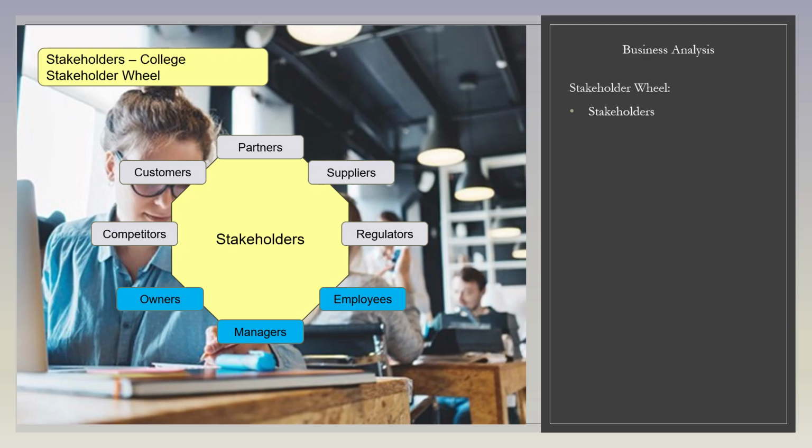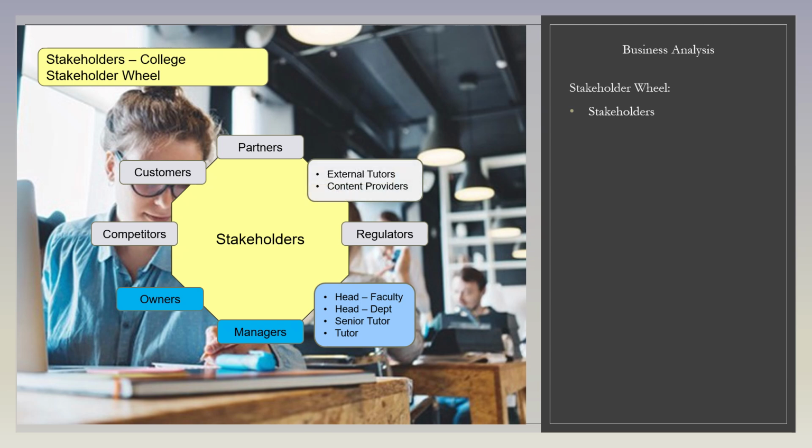To illustrate that further by mapping it onto the stakeholder wheel, employees might include heads of faculty and department, senior tutors. External tutors, freelancers, may come under the heading of suppliers, as would course content providers. And there may be business customers, and also students are included under the heading customers, although in a college scenario that might be a debating point. Are students within the business or outside? Well, perhaps it doesn't matter as long as they've been identified as stakeholders.